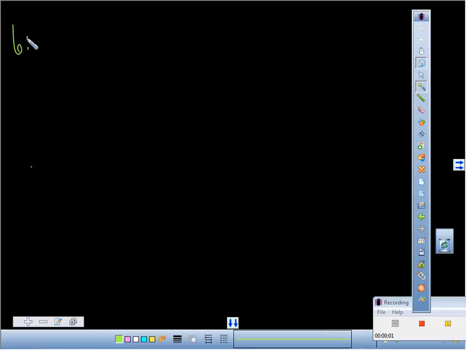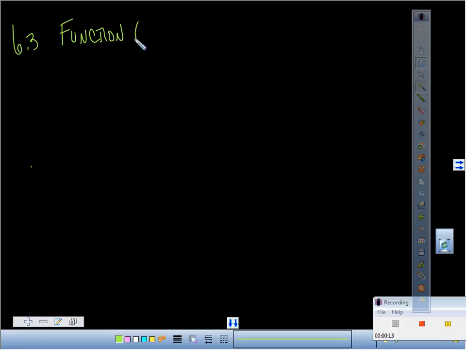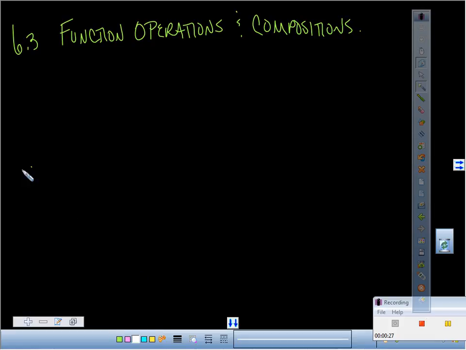This is 6.3, and it is called Function Operations and Compositions. Okay, so let's see what we know about this, just by reading the title.